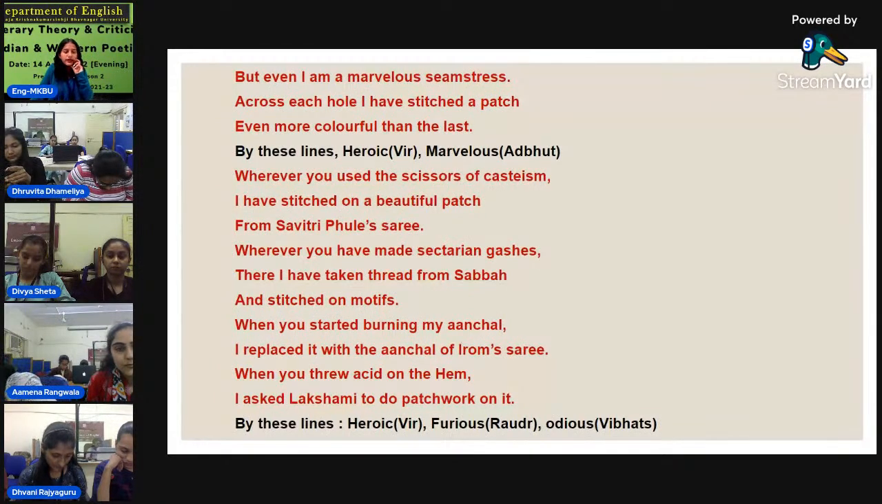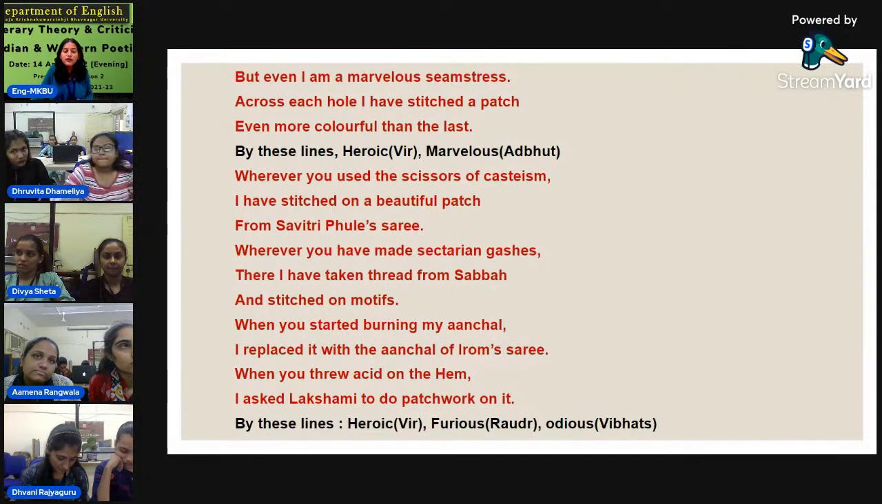And wherever you used the scissors of casteism, I have stitched on a beautiful page from Savitri Phule's sari. Wherever you have made sectarian gashes, there I have taken the thread of Shabana and stitched on motifs. When you started burning my anchal, I replaced it with the anchal of Irom's sari. When you threw acid on the hem, I asked Lakshmi to do patchwork on it.